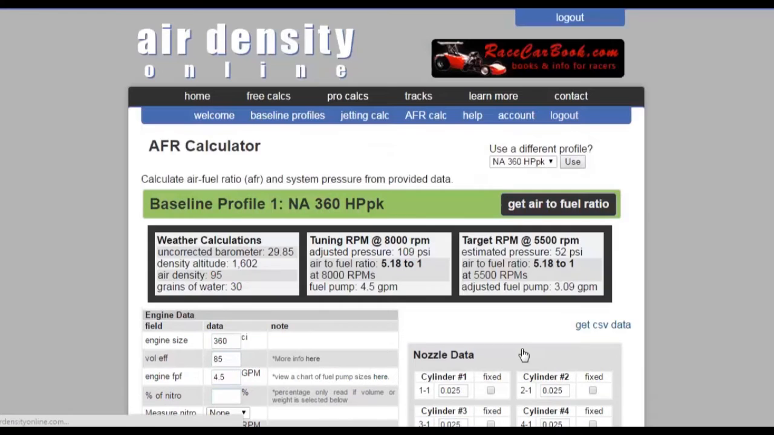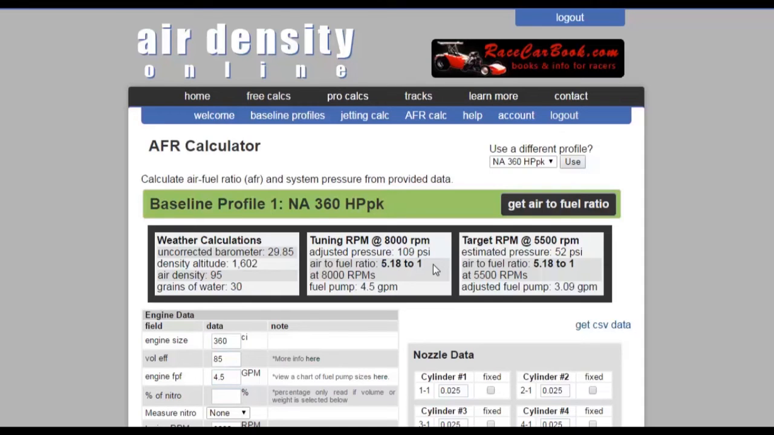If we get air-to-fuel ratio, this is a summary of the data that's significant for this combination. This is the uncorrected barometer, the density altitude for this combination, and again, air density at 95%, 30 grains of water. Our 8,000 RPM ratings are about 109 psi of pressure with the high speed open, a 5.18 air-to-fuel ratio, which is real good, again at 8,000 RPM.